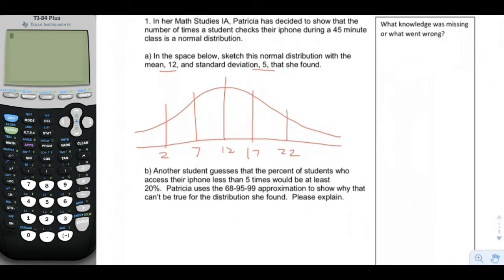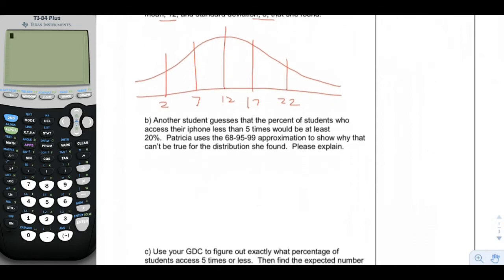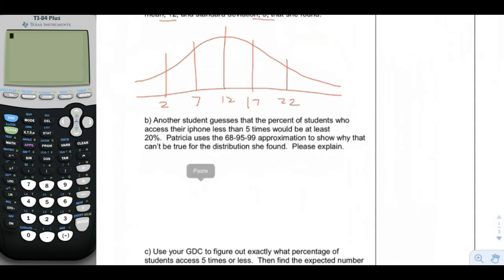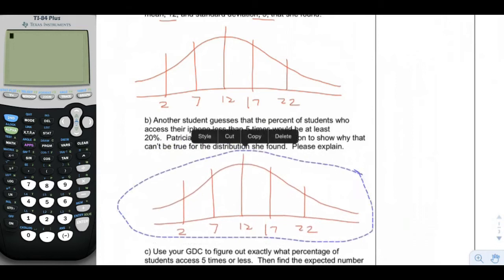Another student guesses that the percentage of students who access their iPhone less than 5 times would be at least 20%. Patricia uses the 68, 95, 99 approximation to show why that can't be true for the distribution she found. Please explain. So let's draw the picture. We'll copy this picture and put it down here. Maybe we'll make it a little smaller.